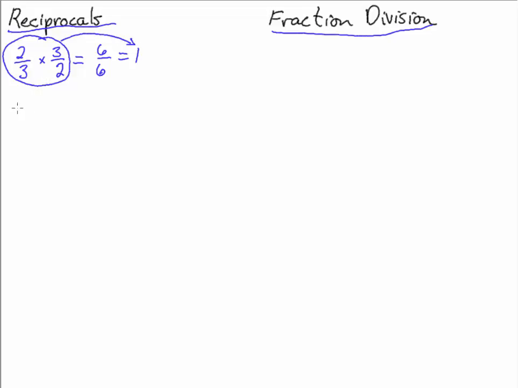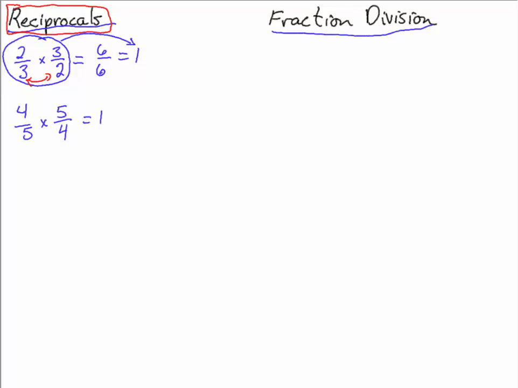See it again with 4/5. You multiply it by, what would be that special partner? It would be 5/4. When you flip it on its head, they multiply to 1. That is what reciprocals are: when they switch places, top and bottom.